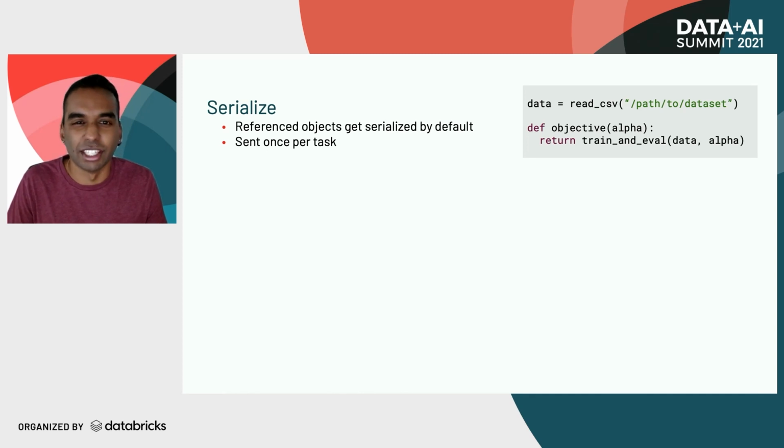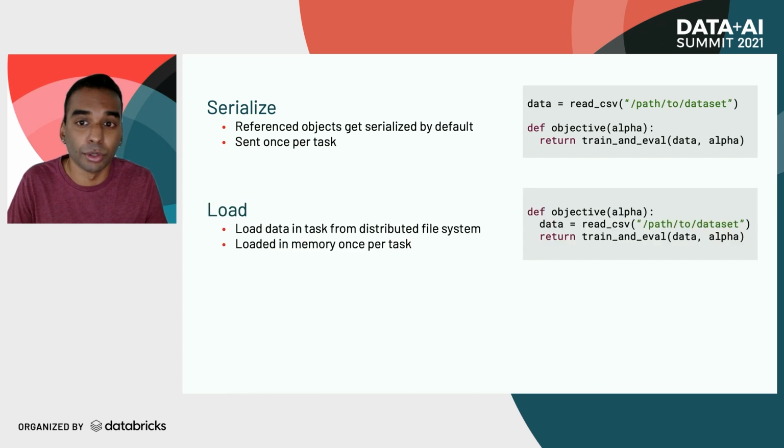Here's a snippet of what the default behavior of Spark looks like. If we reference the data object directly, Spark will serialize the objective function along with the data and send it to each evaluation task. With larger data sets, this can stress the bandwidth of the network and requires each task to materialize its own copy of the data set. There's another method of data distribution, which is using a distributed file system. And in that scenario, you'd load the data from within each task. This helps lift the burden from the driver to serialize and send the data, but each task still needs to materialize its own copy from the file system.